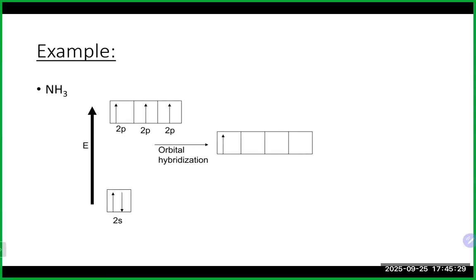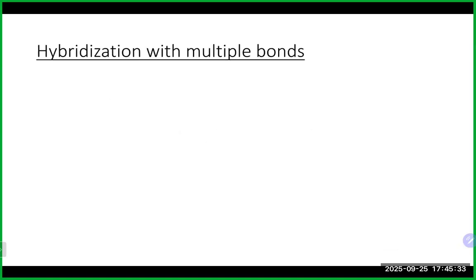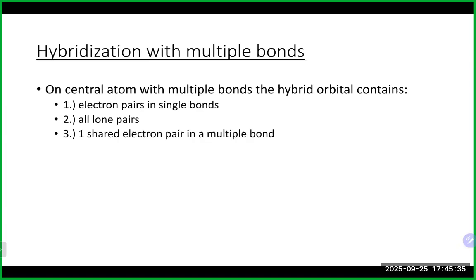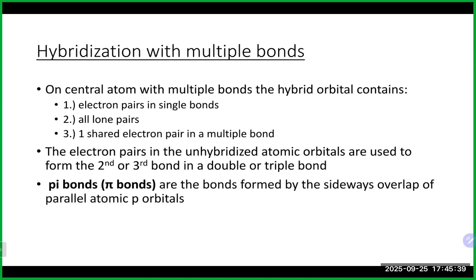All right, let's finish a little bit more on hybridization here. Now, when we talk about multiple bonds, we can get those pi bonds being formed as a result of sideways overlap, as we were talking about, above and below the plane of the molecule.